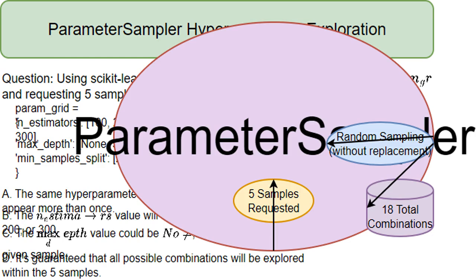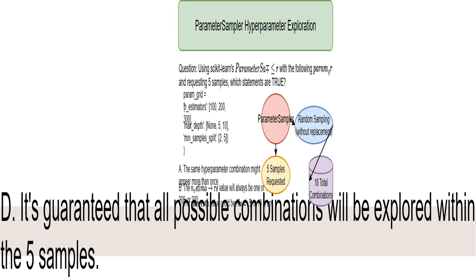I'm only asking you to pick 5 out of those 18 combinations. It's like picking only 5 cake recipes to test. You won't get to test them all. I'm using random sampling without replacement.